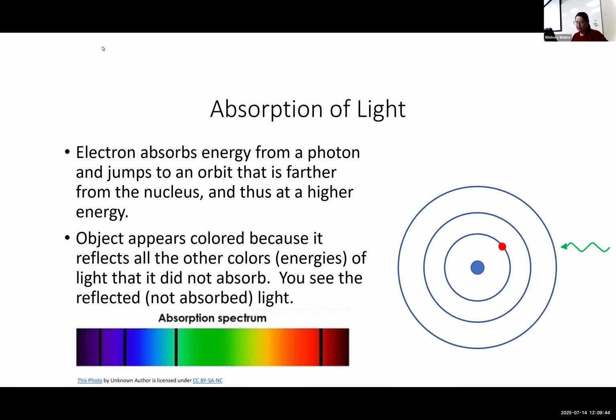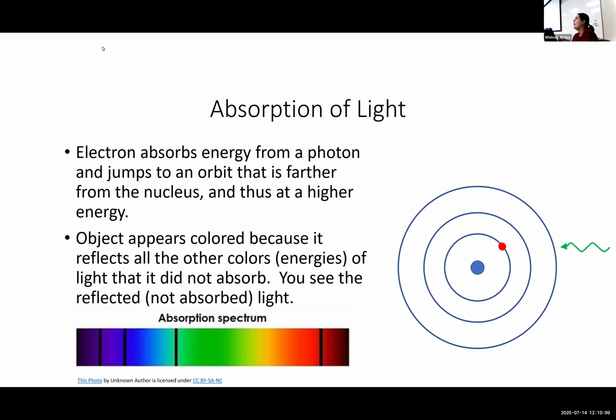This is what I mean by absorption of light. Let's say I had an element outside and the sun hit it, or I had it in a specific instrument where I can shine light onto it. The electron absorbs, so let's say this red dot is an electron. It absorbs energy from a photon. Remember, we talked about light as a wave. So a wave of light hits the electron, and the electron absorbs the energy from the photon.